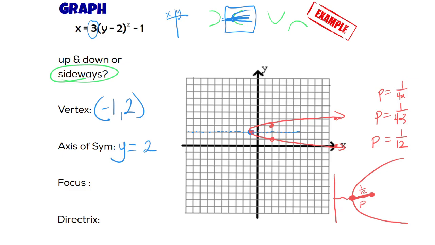It's -1 and 1/12. But it's going to be a line. It's going to be this vertical line right here, really, really close to your vertex. And since that's a vertical line, the directrix is an x equals -1 and 1/12.